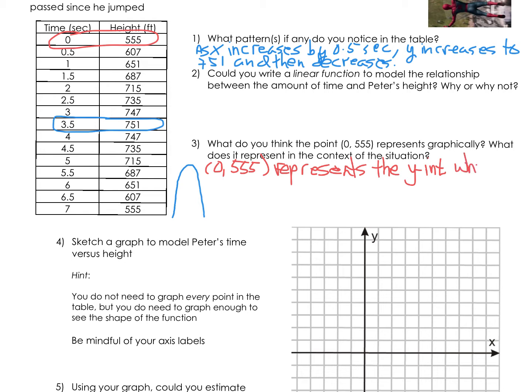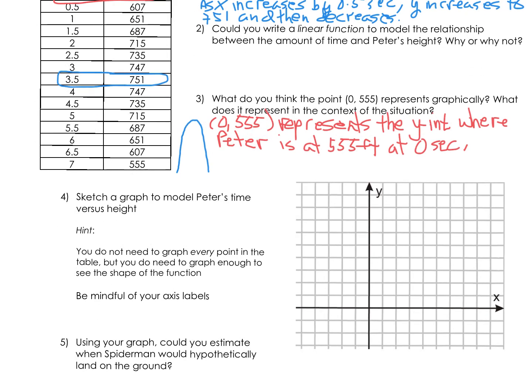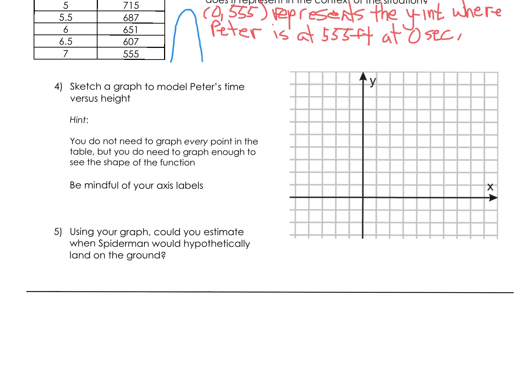Where, and this is in the context, Peter Parker, I'm just going to say Peter, is at 555 feet at 0 seconds. Okay, so then you are to sketch a graph to model Peter's time. So let's look at your table of values. You've got it in front of you.